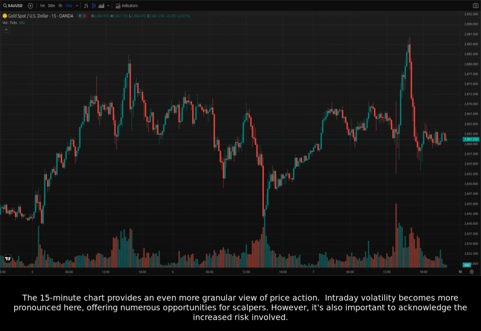The 15-minute chart provides an even more granular view of price action. Intraday volatility becomes more pronounced here, offering numerous opportunities for scalpers. However, it's also important to acknowledge the increased risk involved.